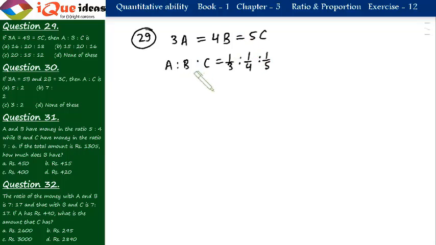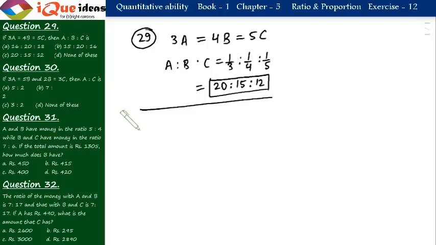So multiply by the LCM of 3, 4, 5. So that will be 60. So 1 by 3 into 60 is 20. 1 by 4 into 60 is 15. 1 by 5 into 60 is 12. So the required ratio is 20 is to 15 is to 12. That is question number 29. Similarly, question number 30. It says 3A is equal to 5B.